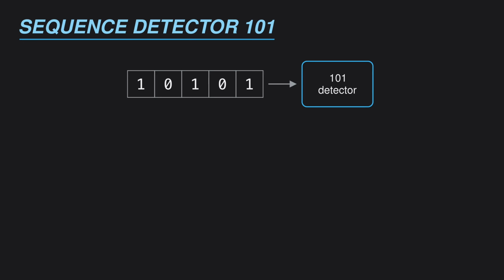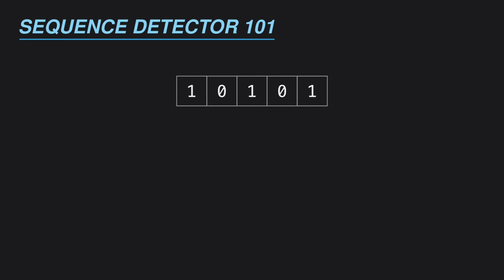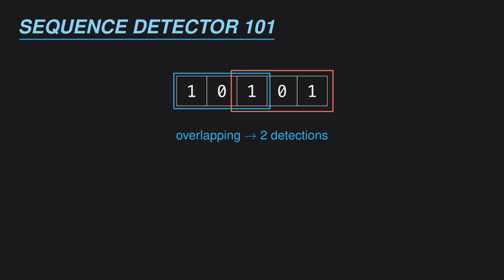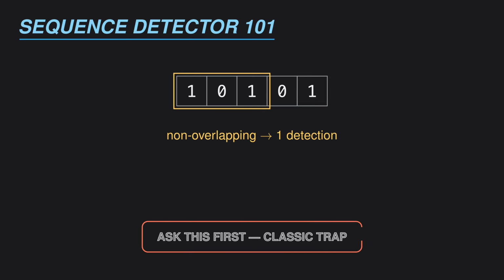We now have every piece. So let us put them all together on the problem you will actually meet on an exam, the sequence detector. It outputs a 1 whenever it has just seen the pattern 1, 0, 1 in a stream of bits arriving one at a time. The first thing to decide is whether it is overlapping or non-overlapping. Overlapping means the trailing 1 of one match can start the next match, so the stream 1, 0, 1, 0, 1 produces 2 detections. Non-overlapping means you reset after each match, and you get just 1. That single choice changes the diagram, and forgetting to ask it is a classic trap. Keep it in mind from the very first line.